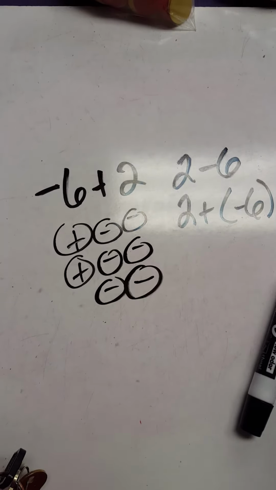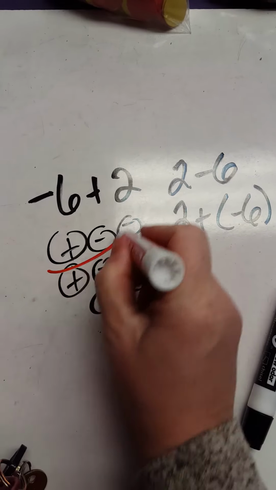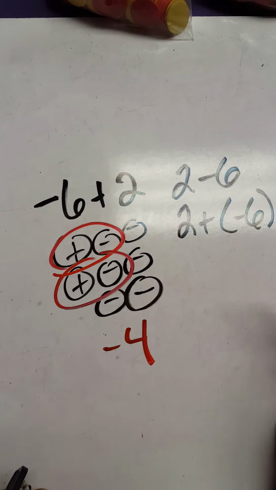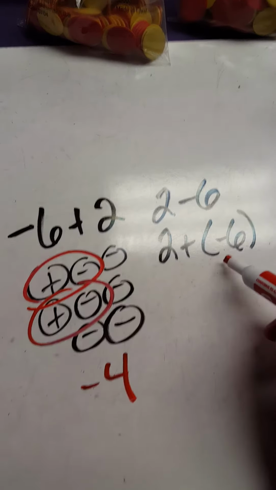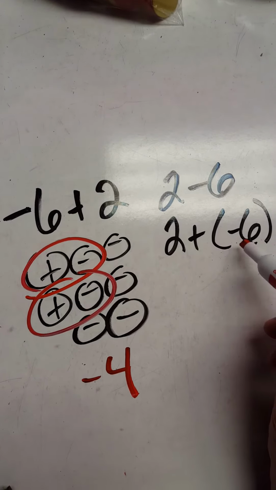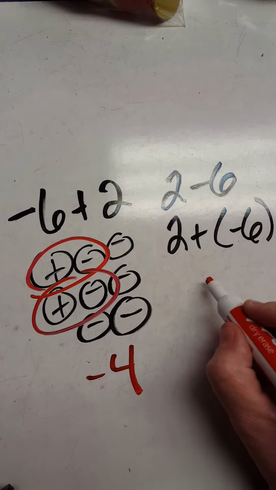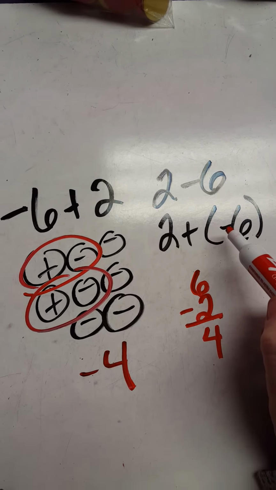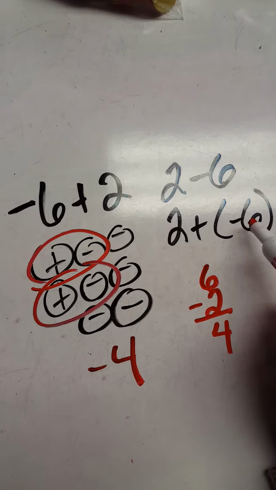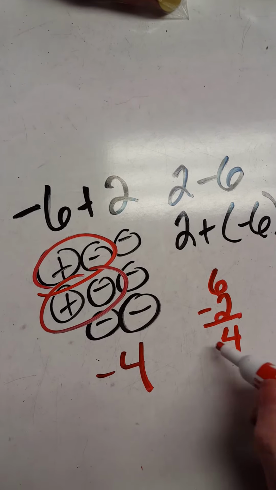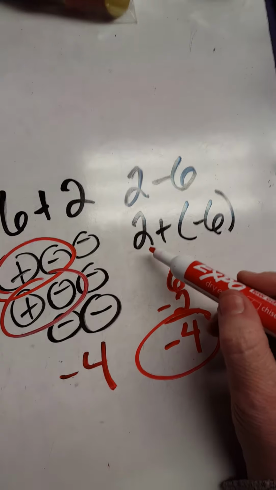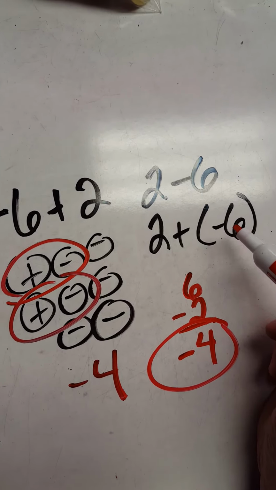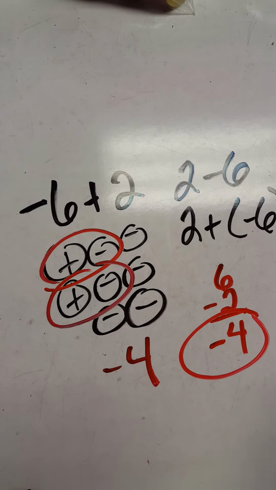When I look at my zero pairs here, I start circling my zero pairs, and what I'm left with are 4 negatives. But I could also know the rule that says when I'm adding two integers and one's positive and one's negative, I just subtract them. 6 minus 2, and I get 4. Which one has the bigger absolute value? The 6. If it's positive, my answer is positive. If it's negative, my answer is negative. So basically, if I have 2 positives and 6 negatives, do I have more positives or more negatives? I have more negatives, and by how many more? And that's your answer. Okay?